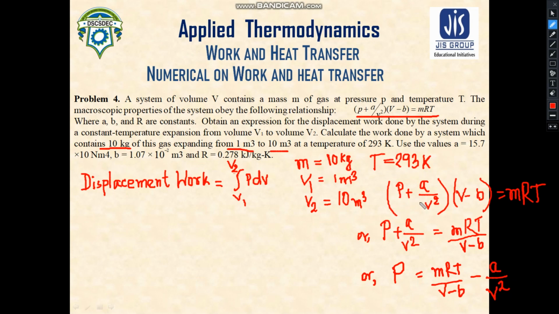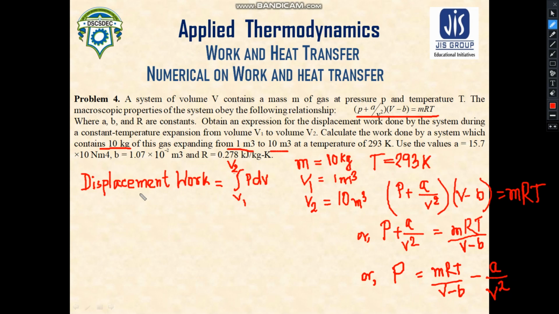So the gas follows this equation, P plus A by V square into V minus B is equal to mRT. From this equation we have just simplified the value of P. So we have expressed P in terms of all the other variables present. Specifically we have expressed P in terms of V because it will help us in this equation.